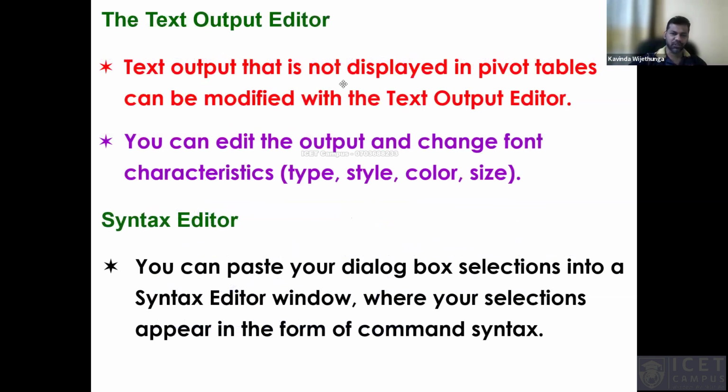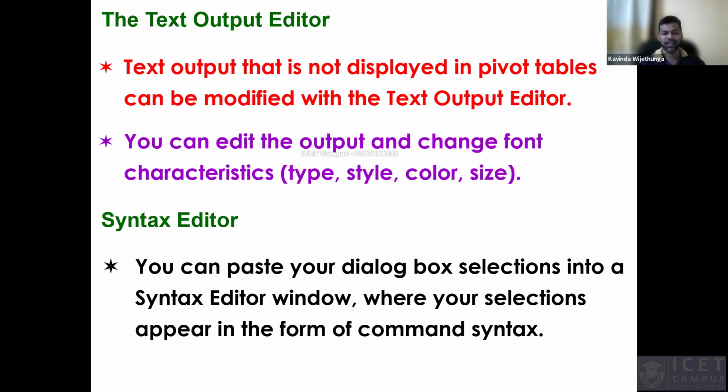And also the text output editor. Text output that is not displayed in the pivot tables can be modified with the text output editor. You can edit output and change font characteristics, types, styles, and colors. And also the syntax editor. Instead of using the menu, you can type the codes as well. In the editor we can type the commands, and from the menus we can select the commands, so both things we can do. It is the same for SPSS.